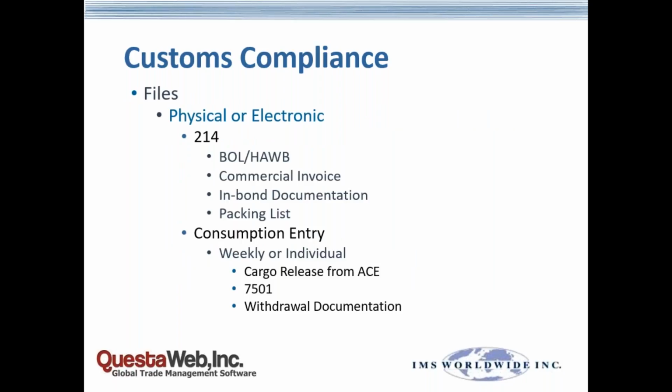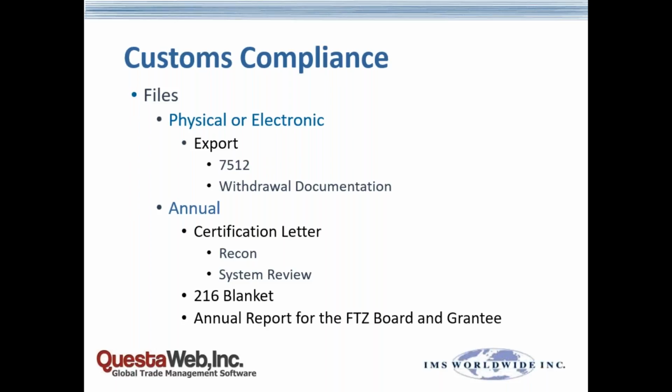And the second are files. Now, in your files, you will have customs compliance. From the issue of physical or electronic, you can actually request to do electronic, but we've talked about this quite a bit. Your 214 needs to have your bill of lading, commercial invoice, any inbound documentation that you have, packing list if you've got it, and then your consumption entry. I need to have my cargo release from ACE, my 7501, and my withdrawal documentation from my systems or my spreadsheets, or however I'm tracking it, to show what went on it. Same thing with exports. I need to be able to show the 7512 document and the withdrawal.